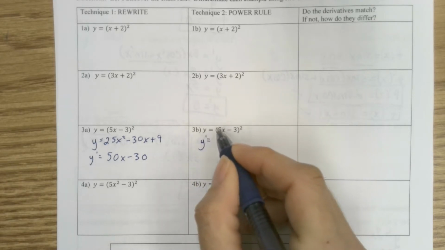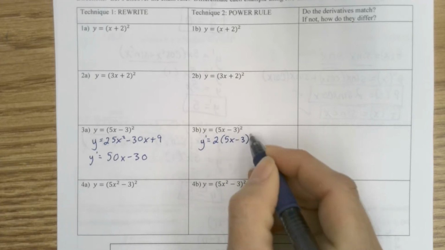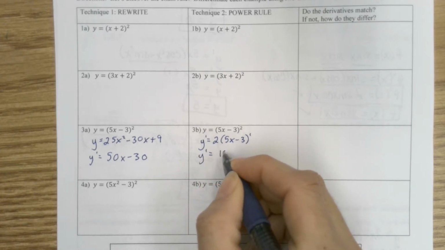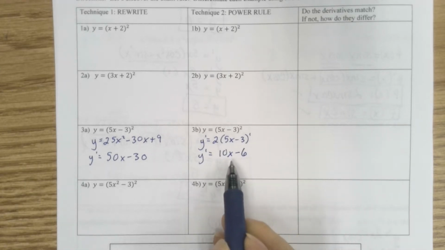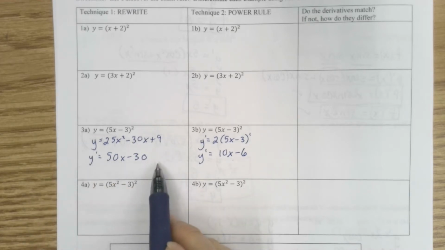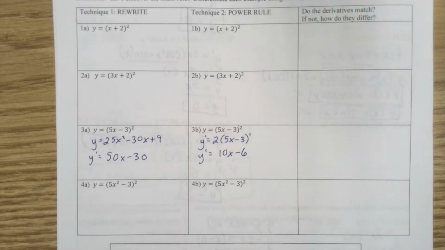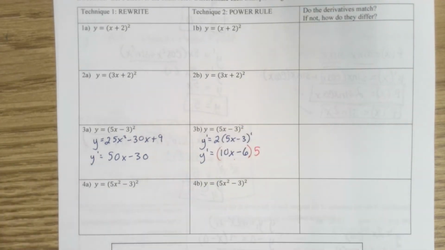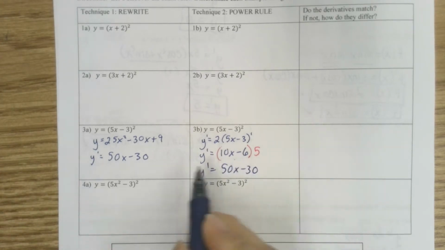Can I just pull my 2 out to the front, bring down that 5x minus 3, and drop the power down to a 1? If I did that, so I'm just experimenting here, I'd be left with 10x minus 6. And it's sort of close to the example that we know is correct, but I'm off by a multiplier of 5. That's curious. So if I took this and multiplied by 5, then I would actually have 50x minus 30, which is my true derivative.